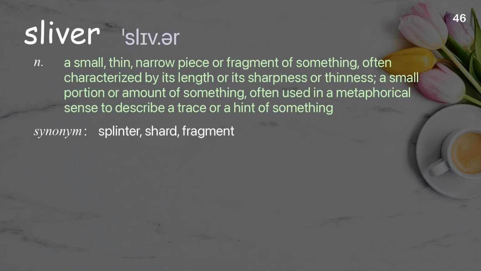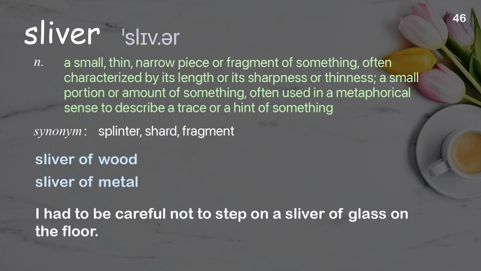Sliver. A small, thin, narrow piece or fragment of something, often characterized by its length or its sharpness or thinness. A small portion or amount of something, often used in a metaphorical sense to describe a trace or a hint of something. Examples: Sliver of wood. Sliver of metal. I had to be careful not to step on a sliver of glass on the floor.